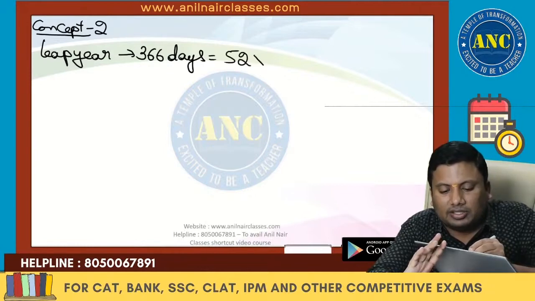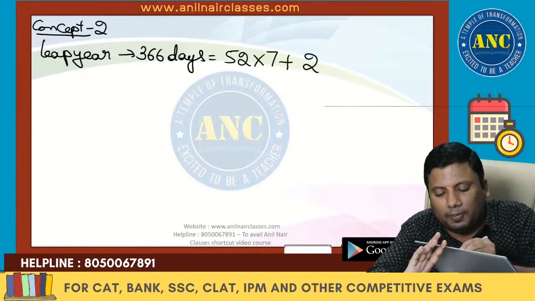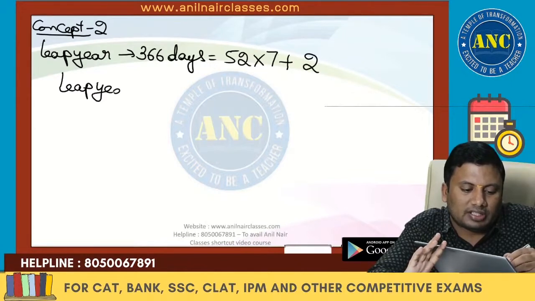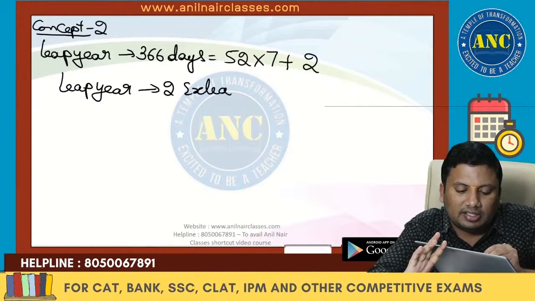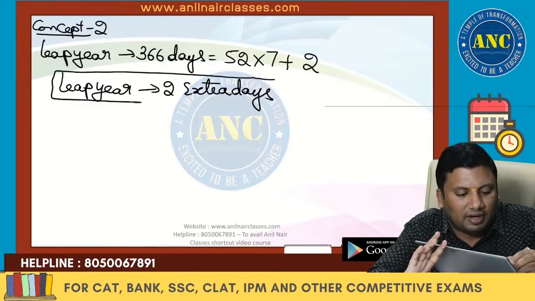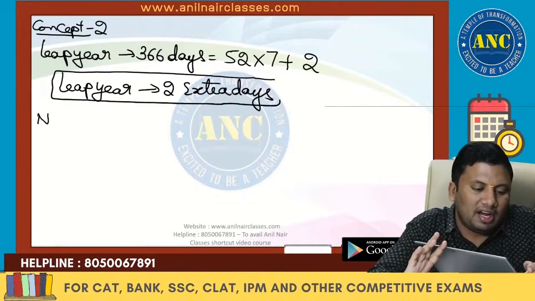These are nothing but 52 into 7 plus 2. A leap year has 2 extra days. Listen carefully, sir. Next one, non-leap year.